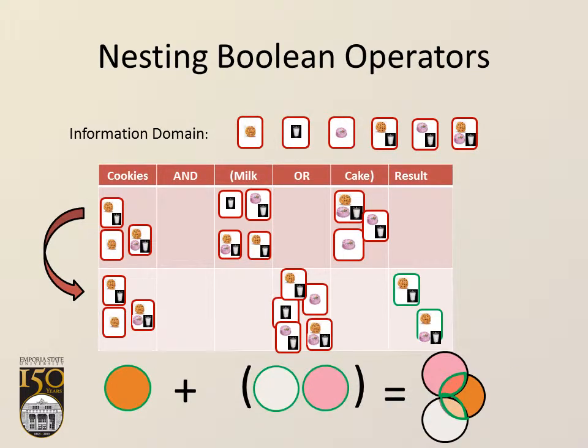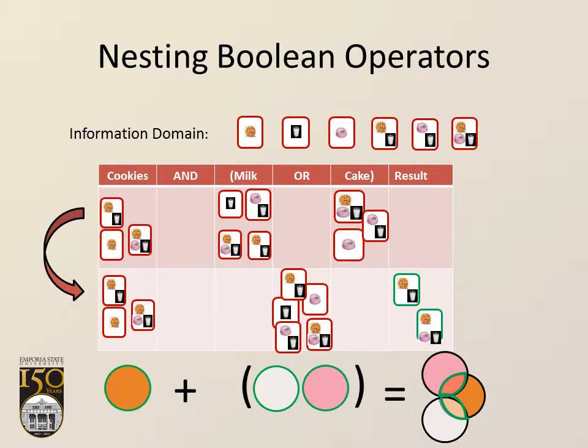Okay, let's take a look and see how the placement of the parentheses will affect the return of the search string. We're going to use the same search string, same information domain of treats on menu items. Instead of placing the parentheses around cookies and milk, as we did in the previous slide, this time we're going to place it around milk or cake. So resolving the parentheses first, we end up with a set for milk, and a set of all menu items which contain cake. We combine these together such that we have a set which has either milk or cake in it.